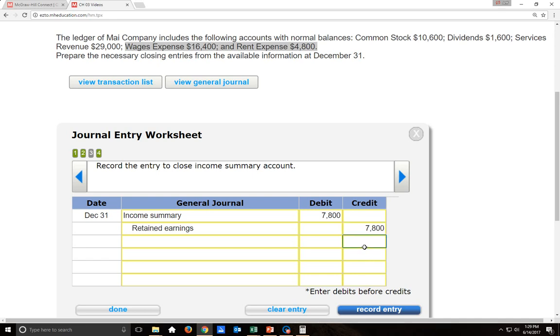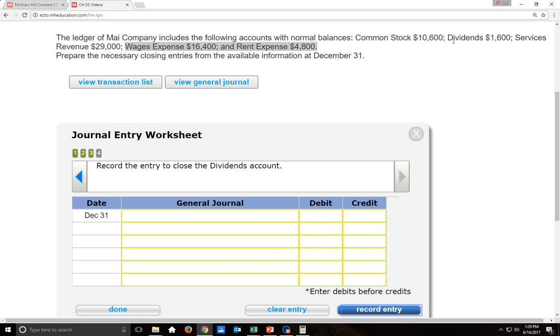Okay? So for that one, you had to recall a couple of things. You had to be able to recall what the entry was to close revenues, what the entry was to close expenses, and then what the ending balance would be after those two entries in the income summary account. And now we're closing out the income summary account itself. So let's move on. Very last entry, very last process of the closing is to close out the dividend account. So let's take a look at the data.